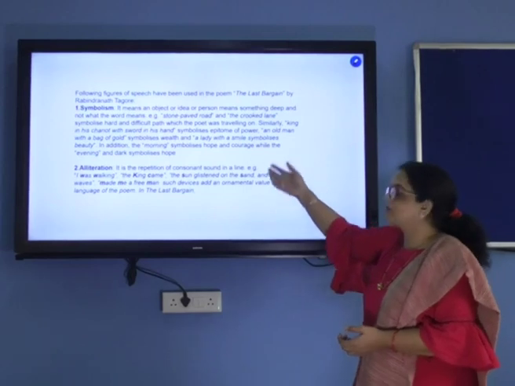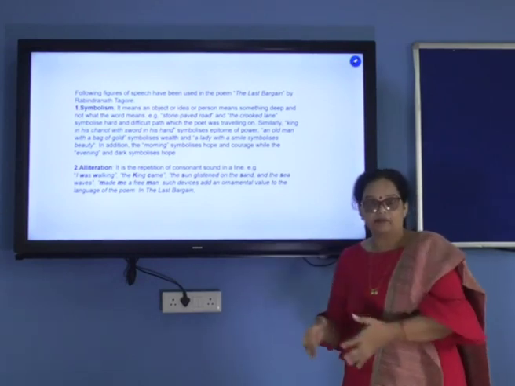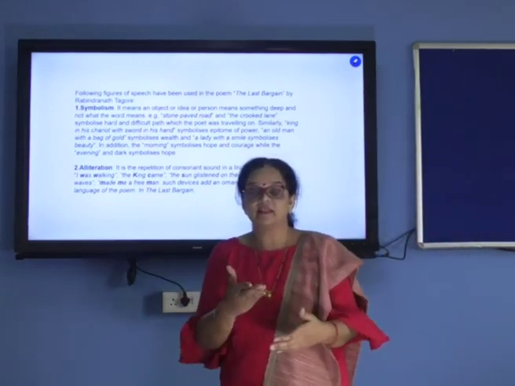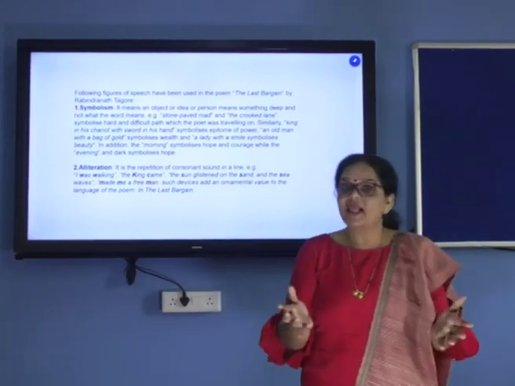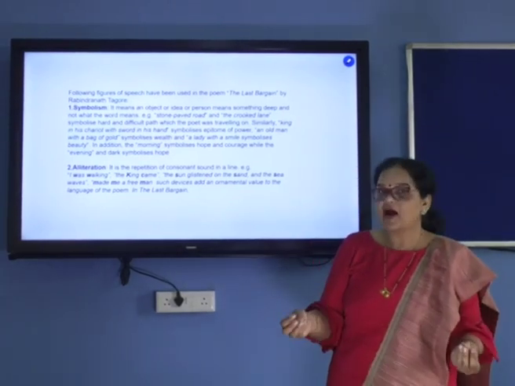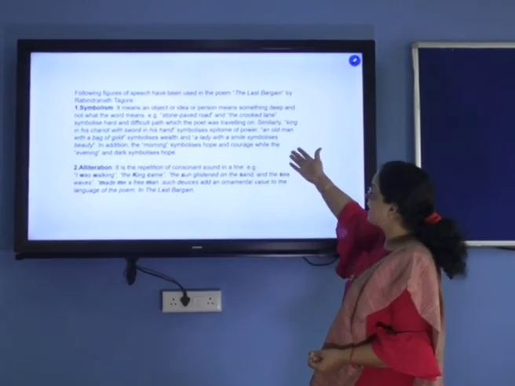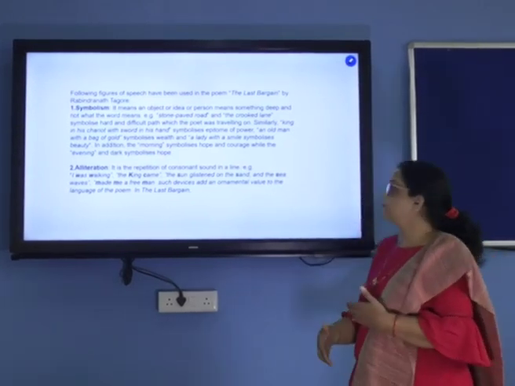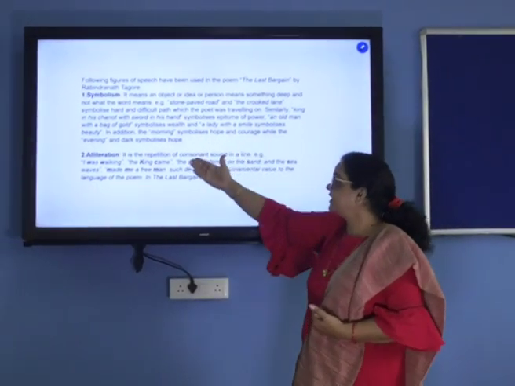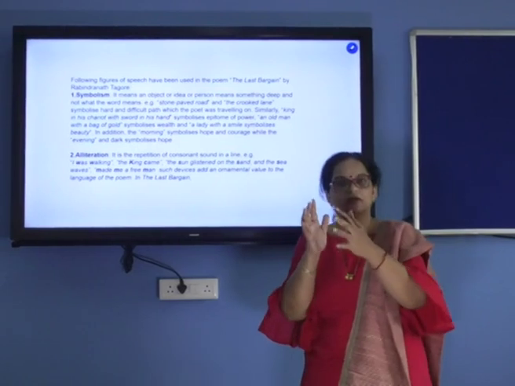Then an old man with a bag of gold symbolizes wealth, the materialistic part of our life. Some people are very proud that they have lots of wealth, but wealth is of no use. Nowadays, in this period of Corona, we can see that people have lots of money, but they could not save the lives of their beloved ones. They had lots of power, but they could not do anything. So be down to earth. That is the main thing. Then lady with a smile symbolizes beauty. Morning is a symbol of hope and courage, while evening and dark symbolize loneliness.